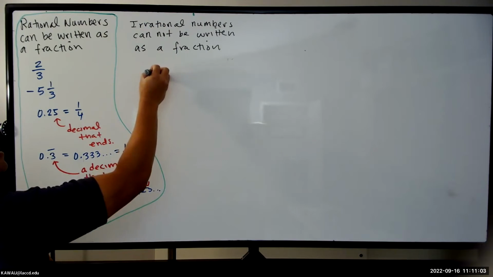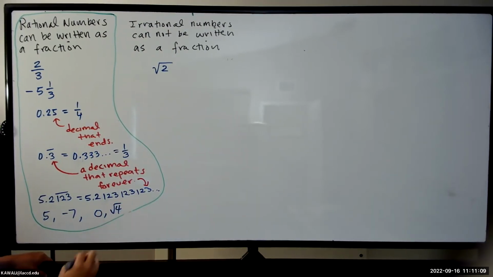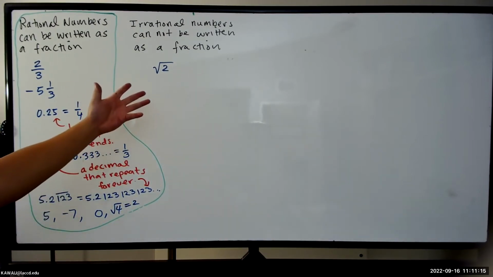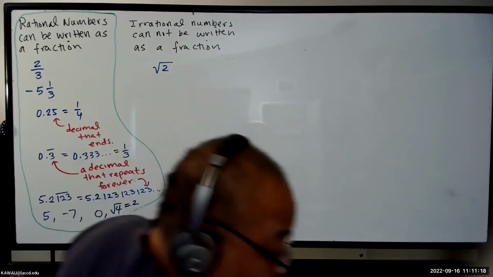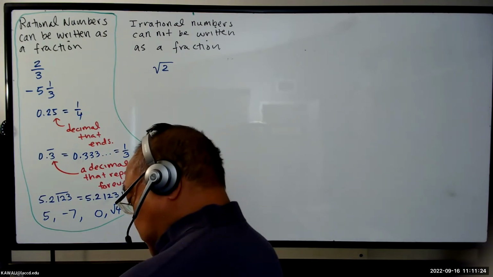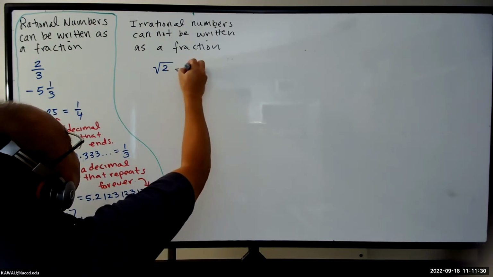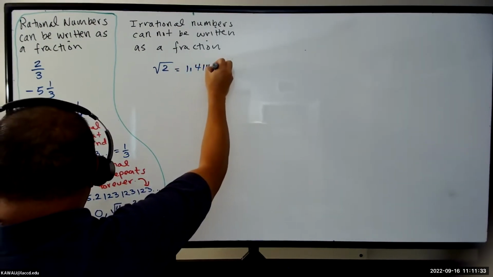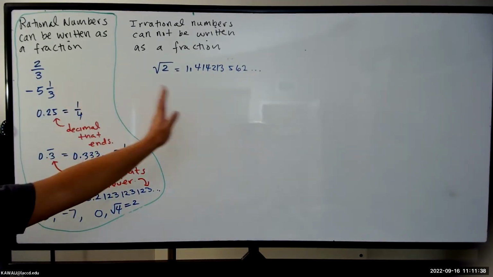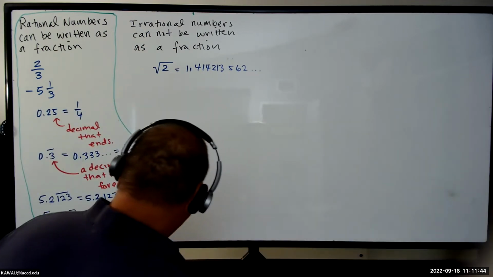There are numbers that look like a square root that cannot be resolved. So a square root of 4 would be over here because square root of 4 is equal to 2, and 2 can be written as a fraction. But square root of 2 here is equal to, oh, where's my calculator? 1.414213562... So it's a decimal that goes on forever but never repeats.